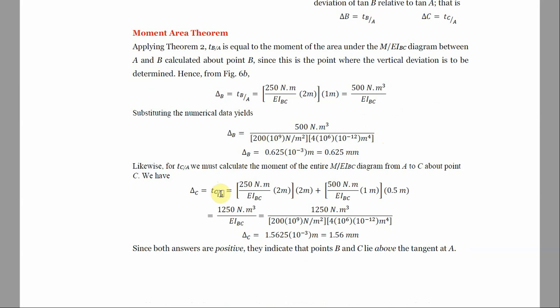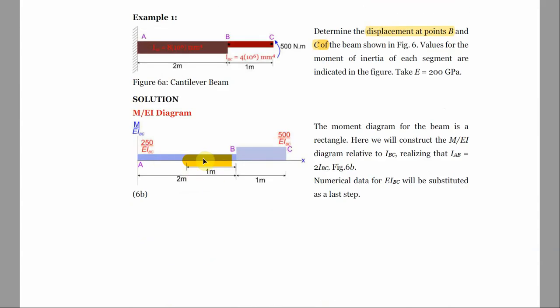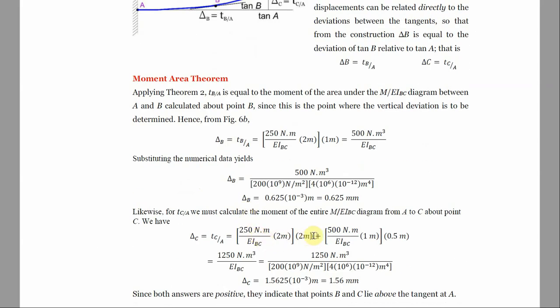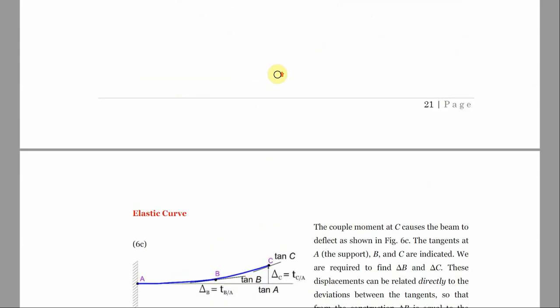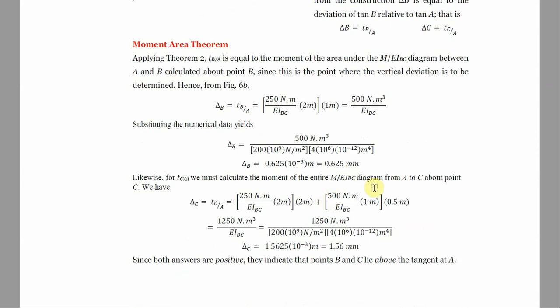However, for the displacement at c, which is the distance of c from a, what we're going to do in this particular case is take the bending moment of this one times this distance, then times the centroidal distance of 2, plus the other one, which is the short length, times its bending moment, times the whole full length first, then times the centroidal distance, half of this, which is 0.5. If we consider this, this is what we're going to have.